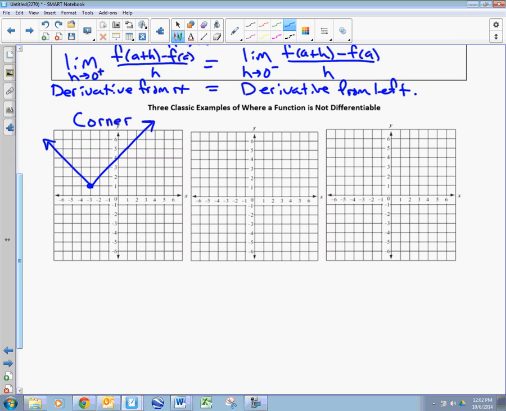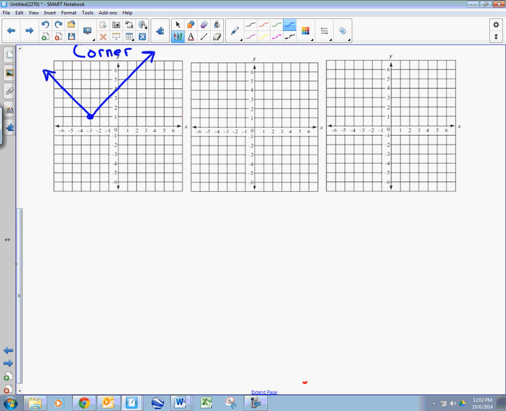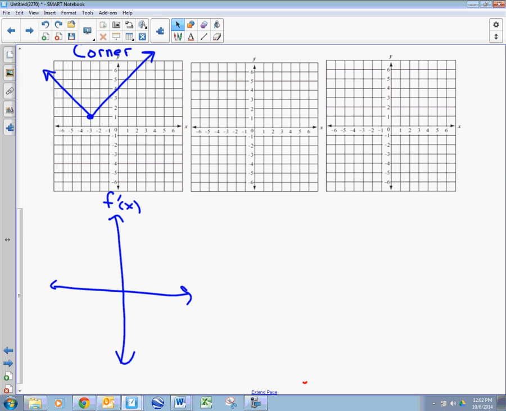Okay, so this is an absolute value function. And I'm going to sketch its derivative right below, f prime of x, on a set of axes. Now my question to you, that absolute value graph, is it continuous? Yes, it is. But let's check the derivative from the left and the derivative from the right. If you look at the left side of this graph, and I mean left from -3 on over to the left, what is the slope of that line?